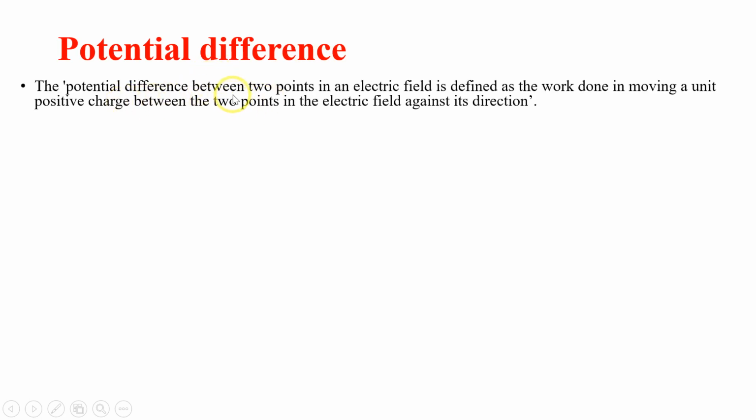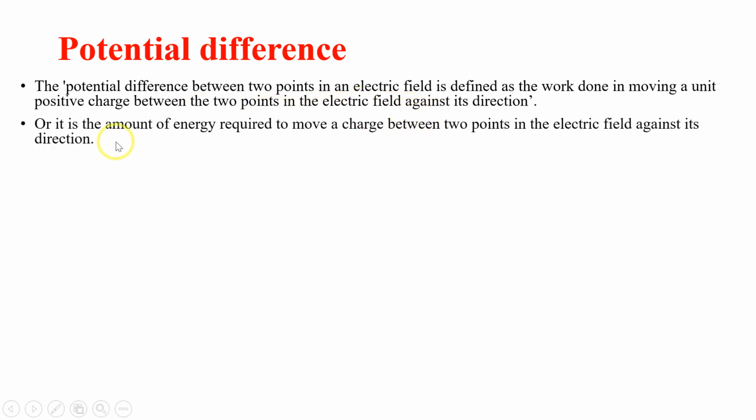So let's come to the main point, potential difference. Electrically, potential difference between 2 points in an electric field is defined as the work done in moving a unit positive charge between the 2 points in the electric field against its direction. Or it is the amount of energy required to move a charge between 2 points in the electric field against its direction. Why is work done required?